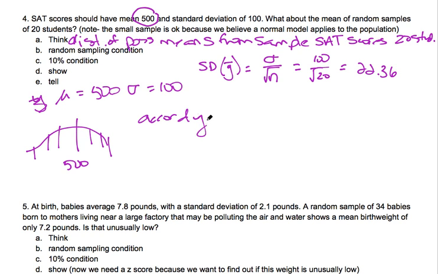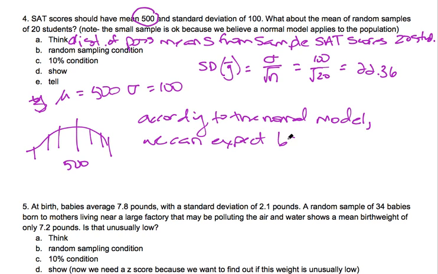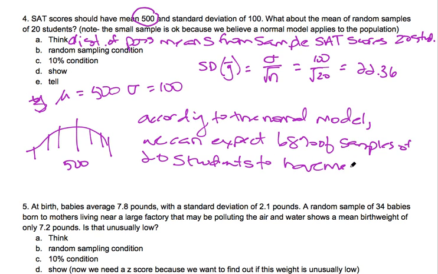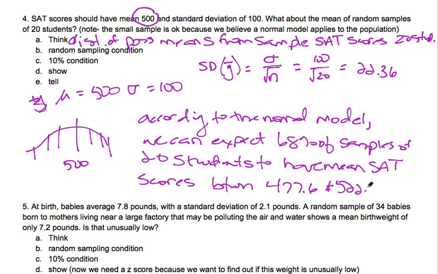According to the normal model, we can expect 68% of samples of 20 students to have a mean SAT score between 477.6 and 522.4. I'm going to write etc. here because you would continue to figure this out.